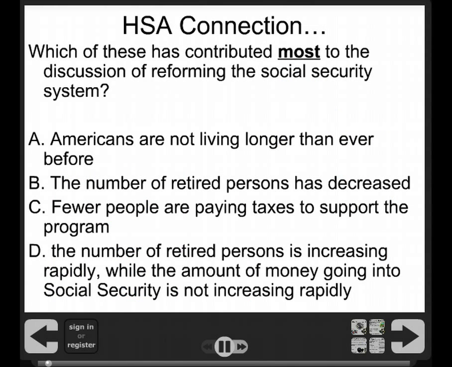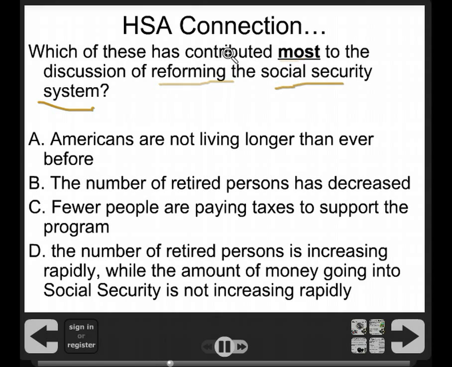Here's an HSA question that sometimes comes up in a form similar to this. It says, which of these has contributed the most to the discussion of reforming, or changing, Social Security? And we talked about this a little bit earlier. Do you remember what Social Security does?